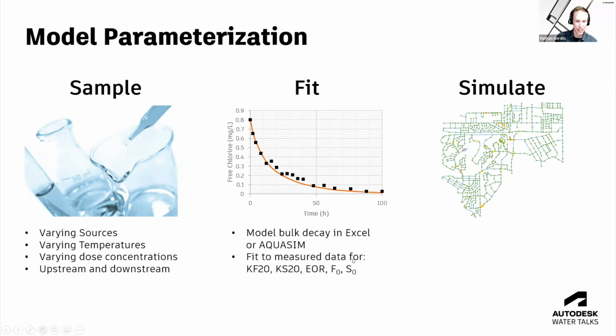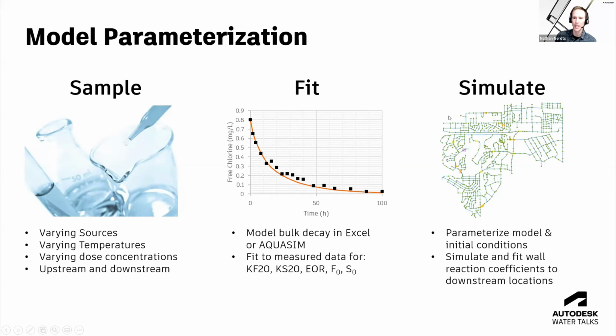And then you're actually fitting your lab bulk decay for 5 different coefficients in parallel. So it's a little bit more tricky than simple first order decay, but I'll show that process in just a minute. And then you simulate. So you add these coefficients into your model, parameterize the model with your initial conditions, and then you simulate, check against your downstream conditions, tweak wall reaction coefficients as needed to achieve a good fit in the model. And then you can do your different studies, look at different dosing strategies, and so on.